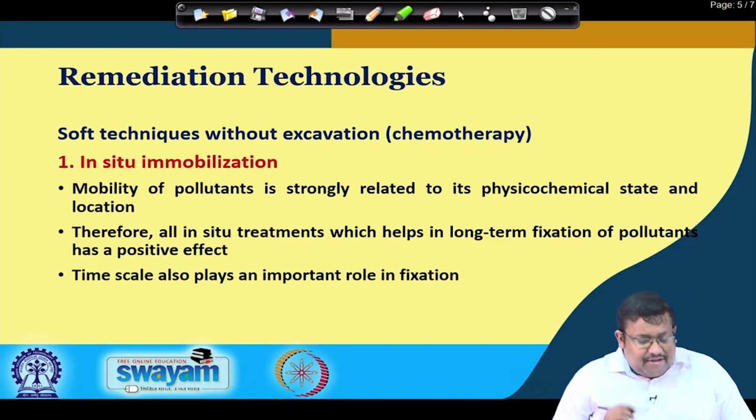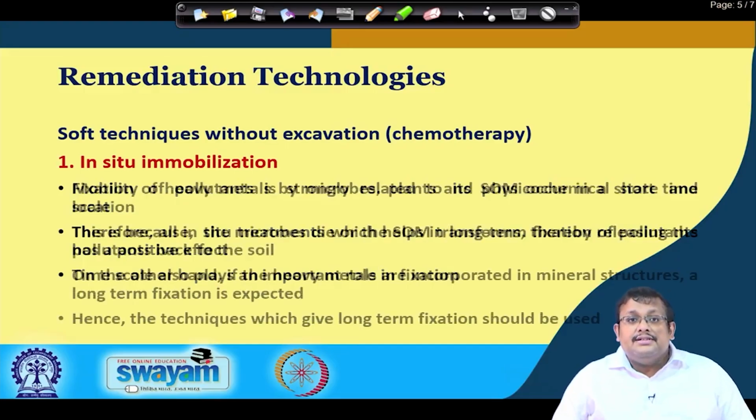So, the first soft technique without excavation, or first chemotherapy technique, is basically in situ immobilization. Now, remember that mobility of a pollutant is strongly related to its physiochemical state and location. Therefore, all in situ treatments which help in long term fixation of the pollutants have a positive effect. Now, time scale also plays an important role in the fixation of the pollutants.